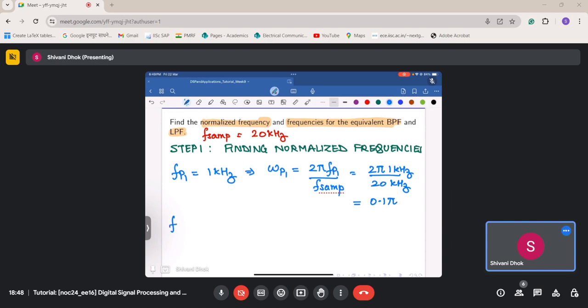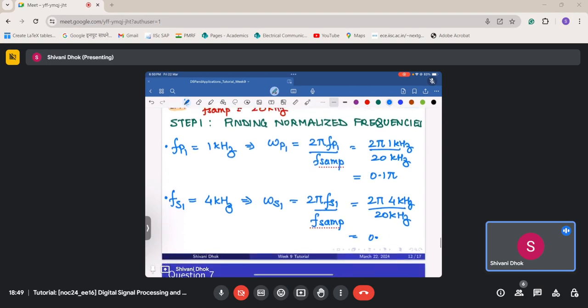Similarly, we have FS1, which was 4 kilohertz, which means that omega S1 is 2 pi FS1 upon F sampling. And this comes out to be 2 pi into 4 kilohertz divided by 20 kilohertz, and this comes out to be 0.4 pi.